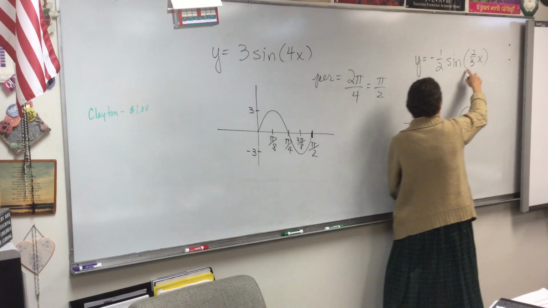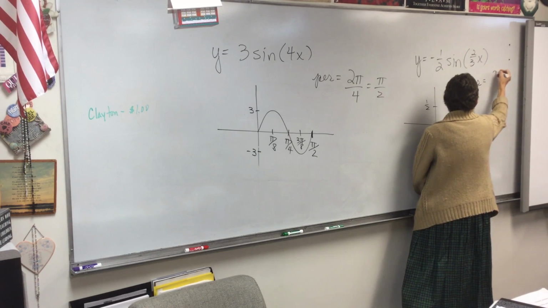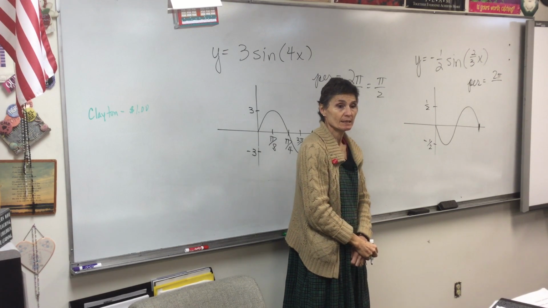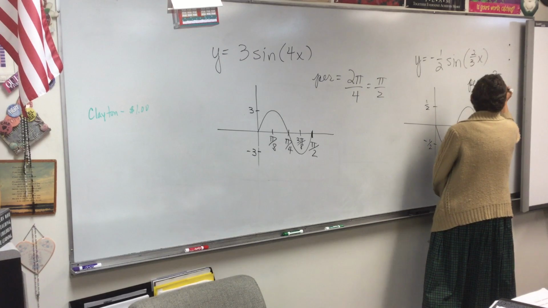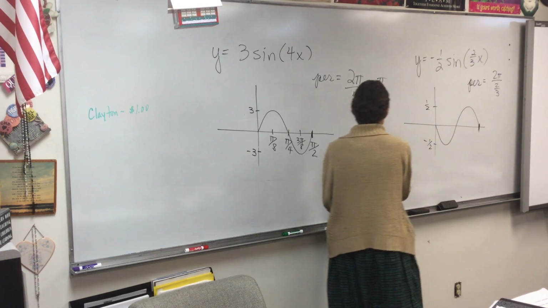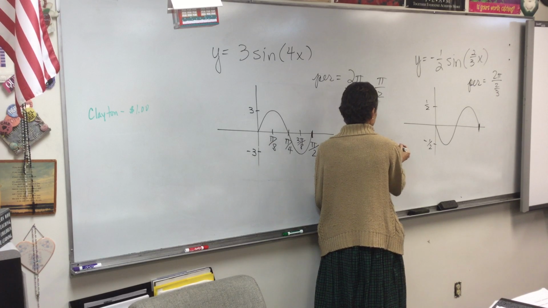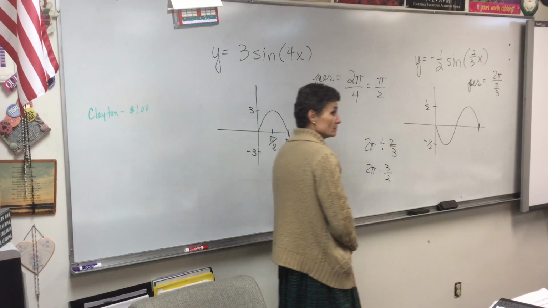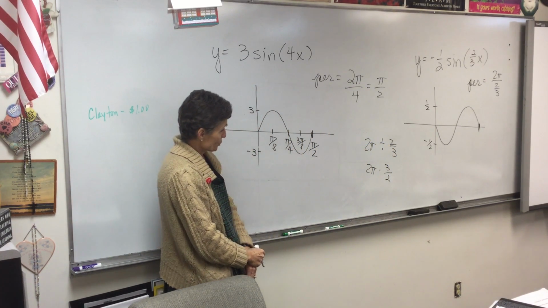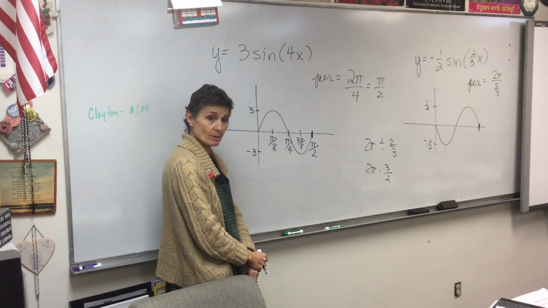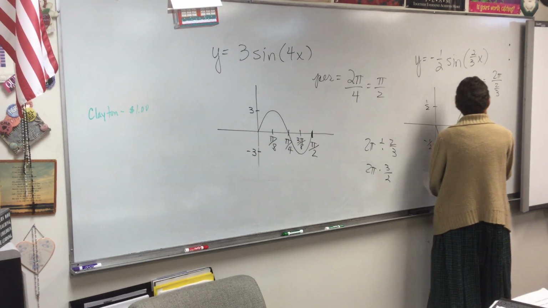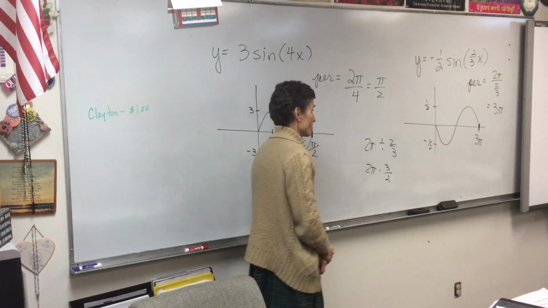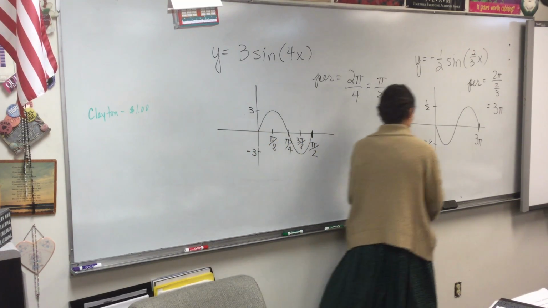But I've changed it. What have I done to my period? It was supposed to be 2 pi, but I have divided it by 2/3. So 2 pi divided by 2/3 is 2 pi times 3/2. What's 2 pi times 3/2? 3 pi. So my period now is 3 pi. All right, so here we go. It's right here.